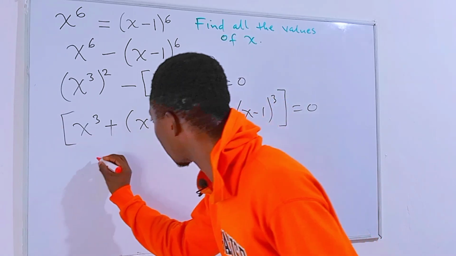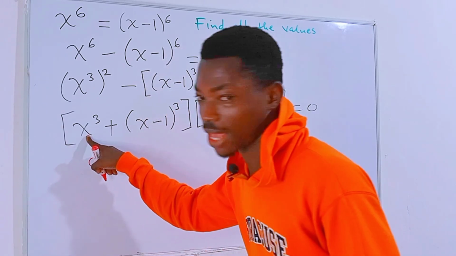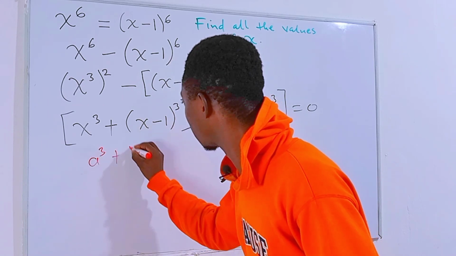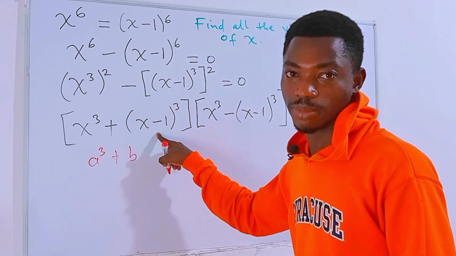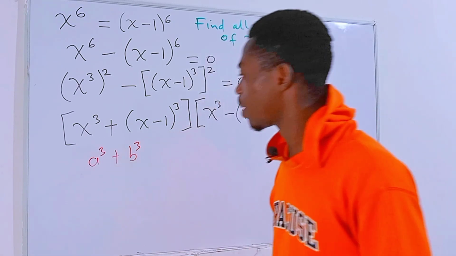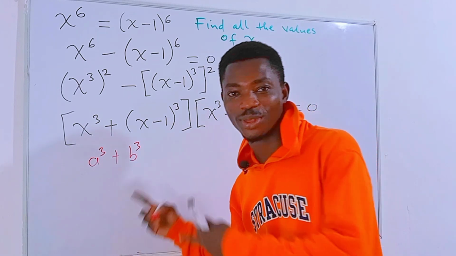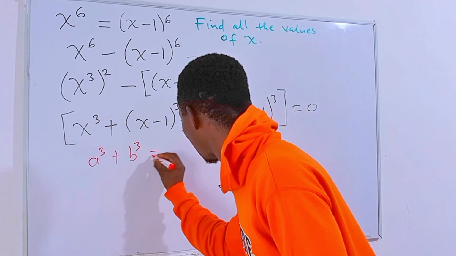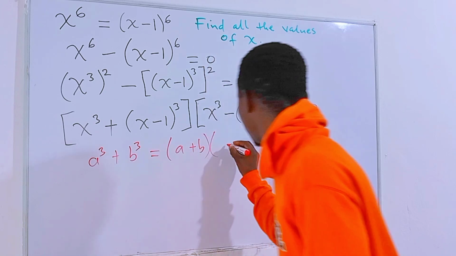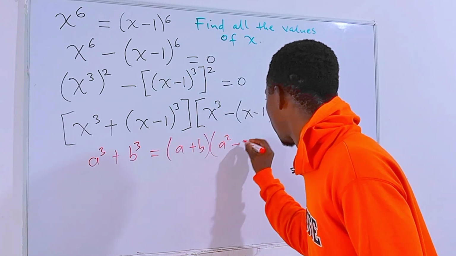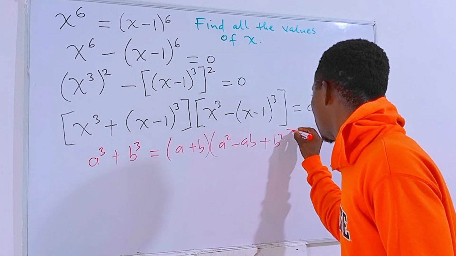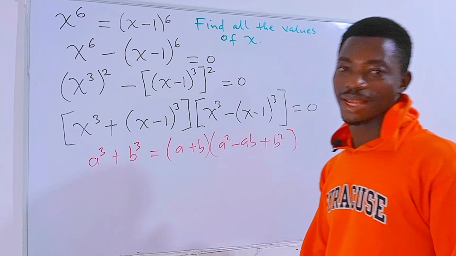We're going to let a be equal to this x, therefore we're going to have a to the 3rd power, then plus b to the 3rd power, where b is equal to x minus 1. So we have cube here. Actually, we can write an identity for this. This is the same as (a plus b) times (a squared minus ab plus b squared), just like that.